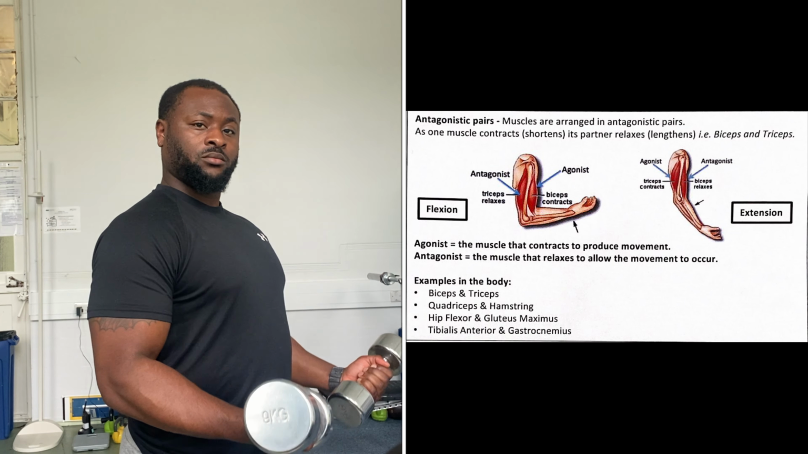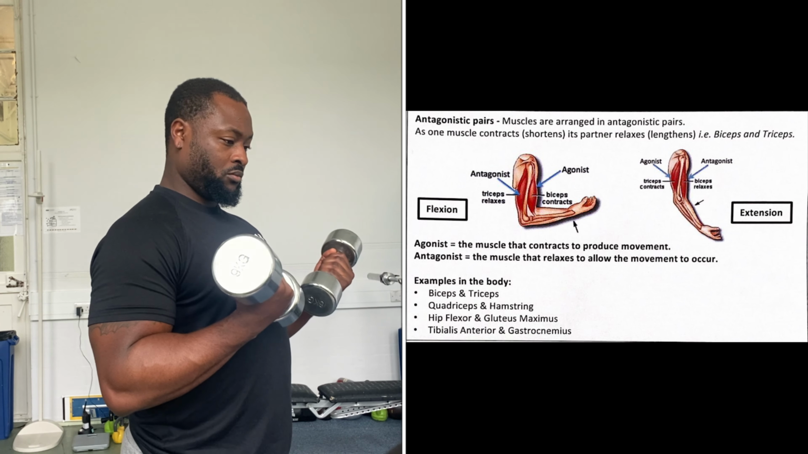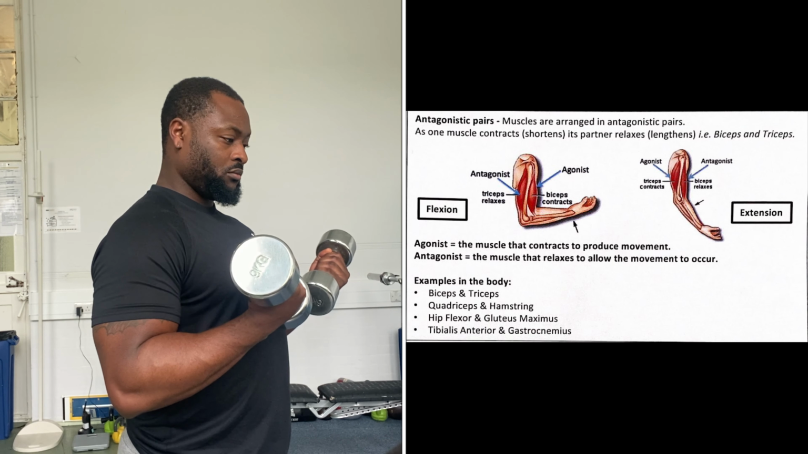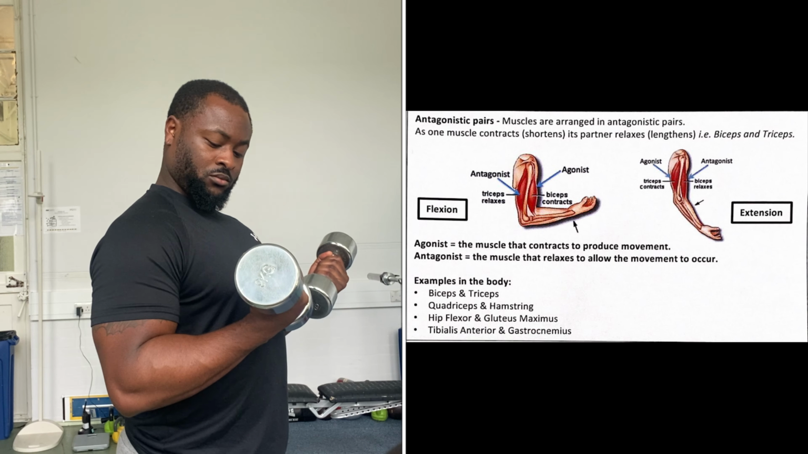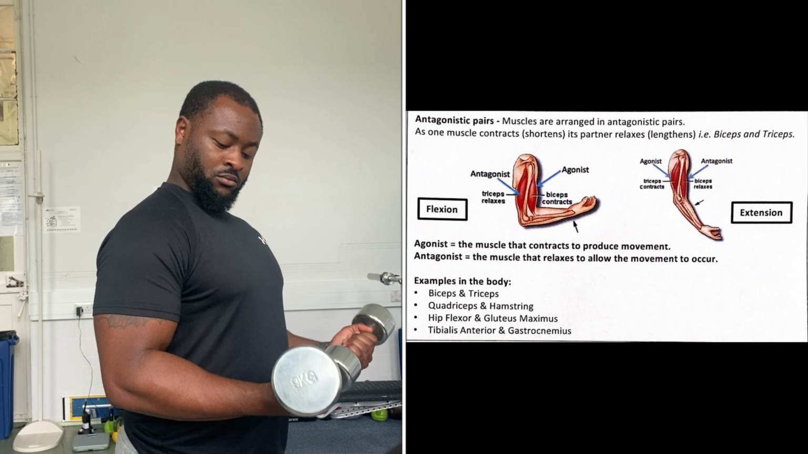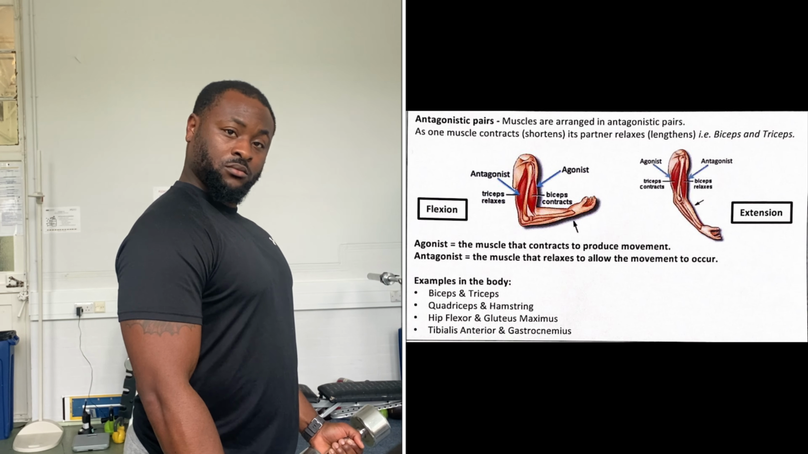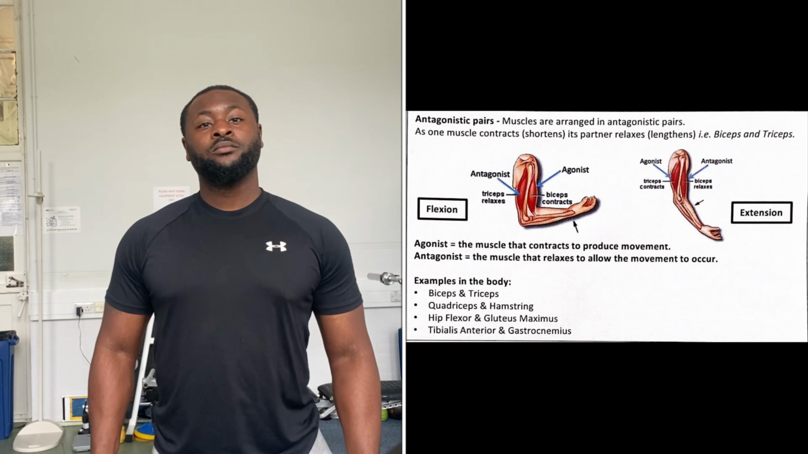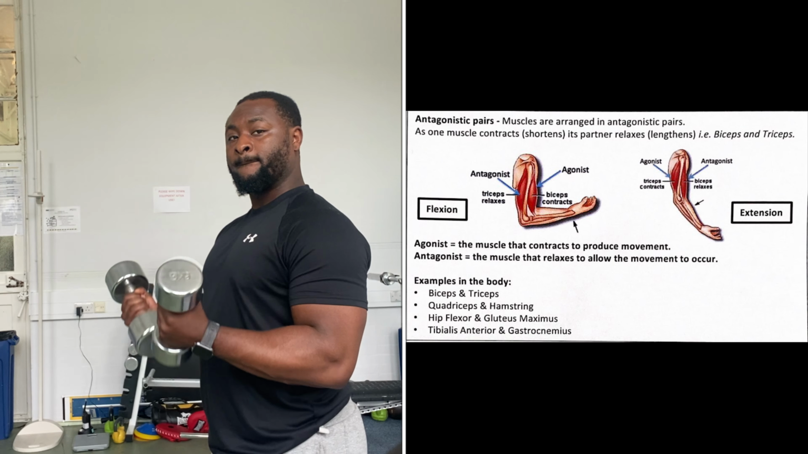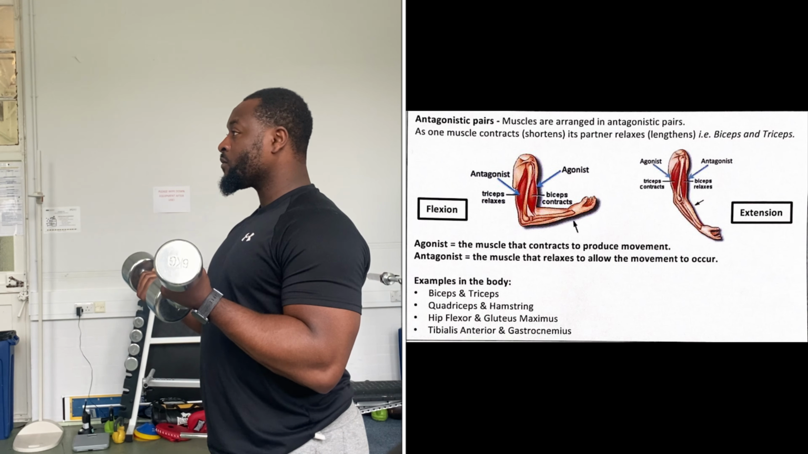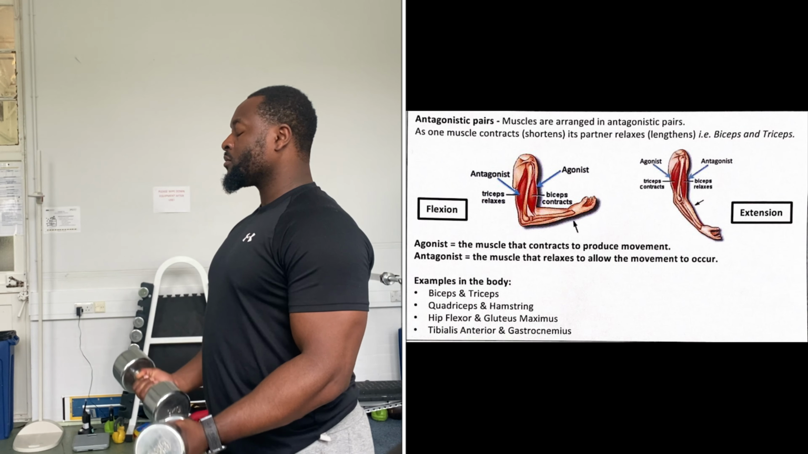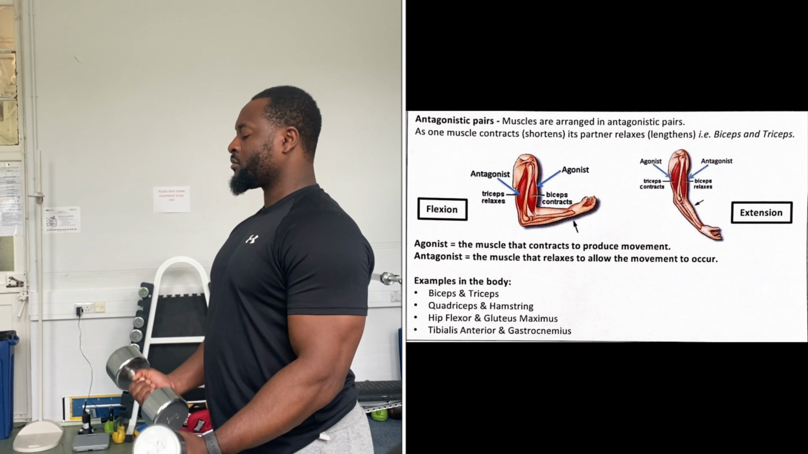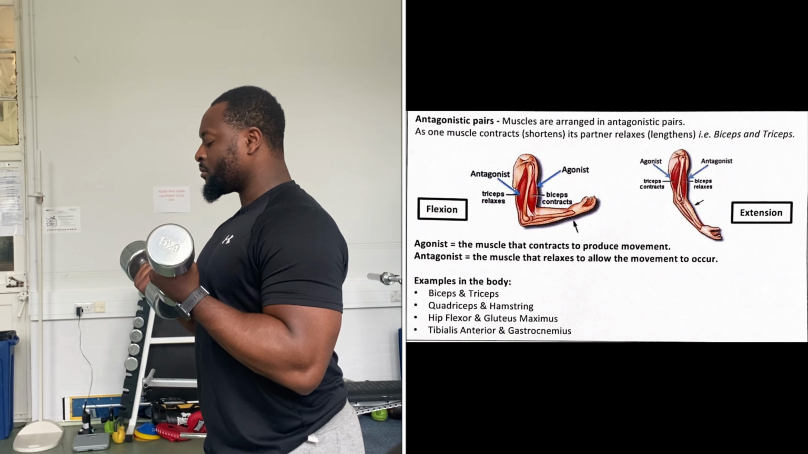Antagonistic pairs. Antagonistic pairs are muscles that contract and relax in opposite ways. For example, an agonist muscle is the muscle that contracts to produce a movement. An antagonist muscle is the muscle that relaxes to allow the movement to occur. During the upward phase of the bicep curl, the bicep is the agonist, the muscle that contracts.